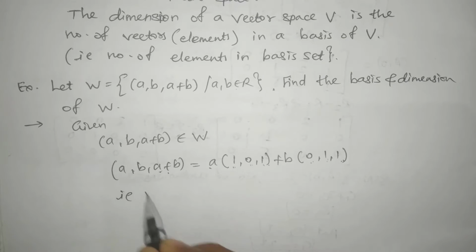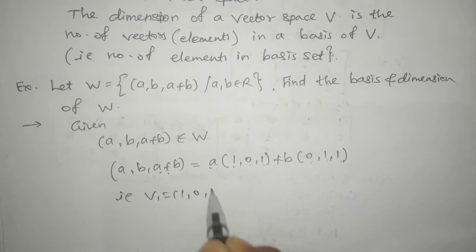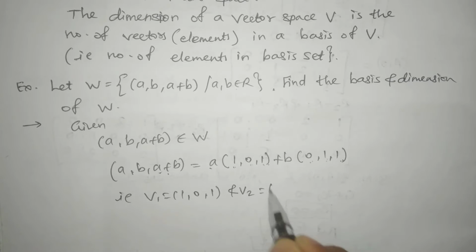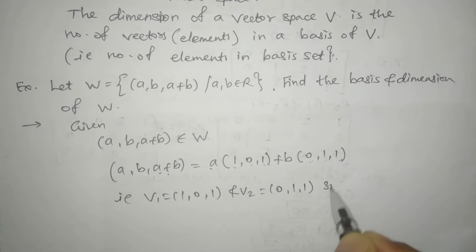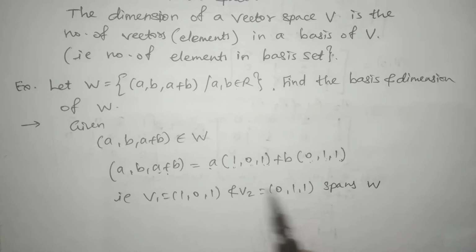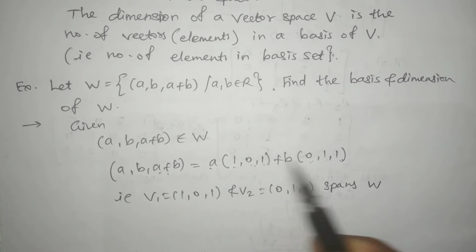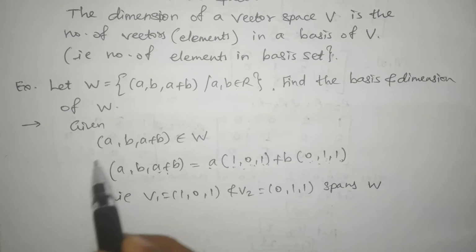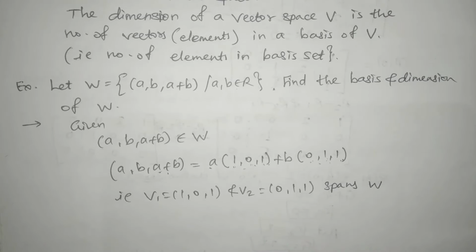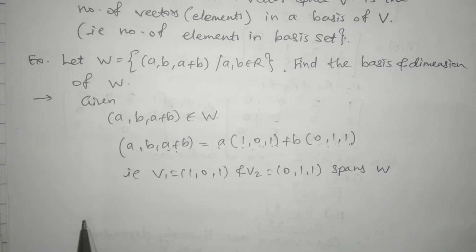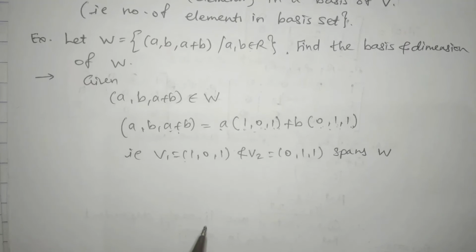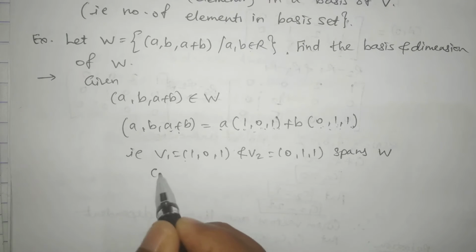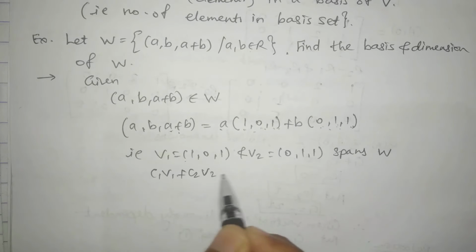That is, v1 equals (1, 0, 1) and v2 equals (0, 1, 1) span W, because as a linear combination of these two vectors you can write any vector of W. So these two vectors span W, and the first condition is satisfied. Now we have to check whether these two vectors satisfy the second condition, whether they are linearly independent. For that, consider c1 v1 plus c2 v2 equals 0.